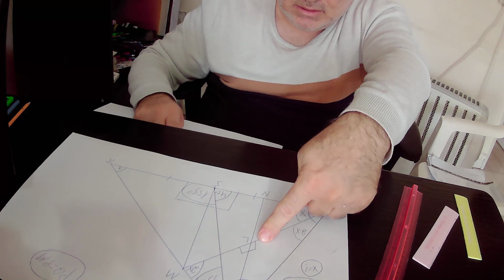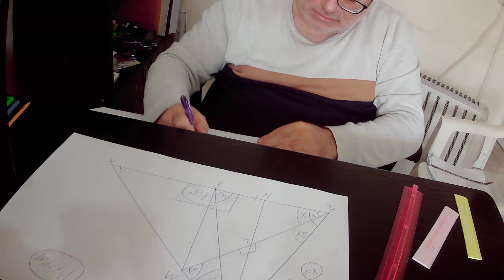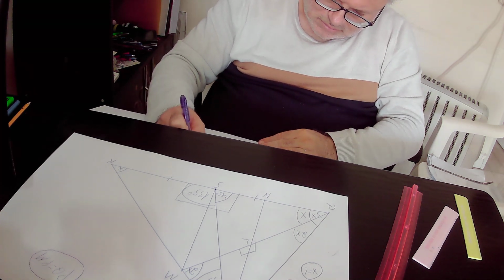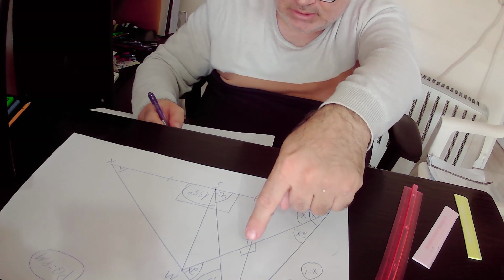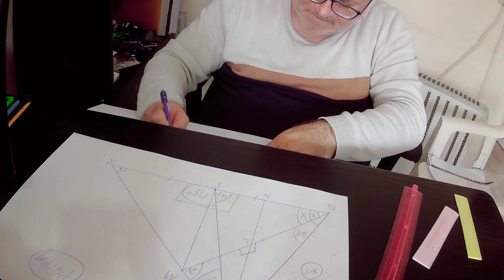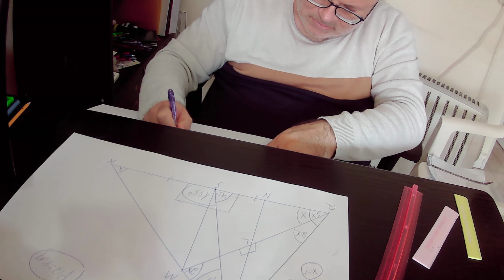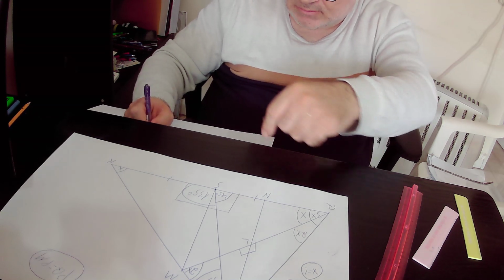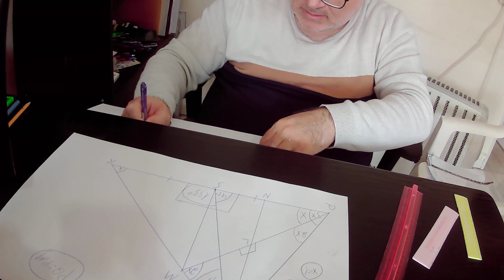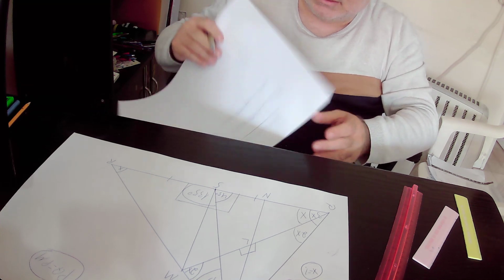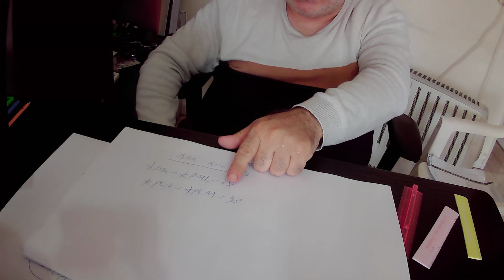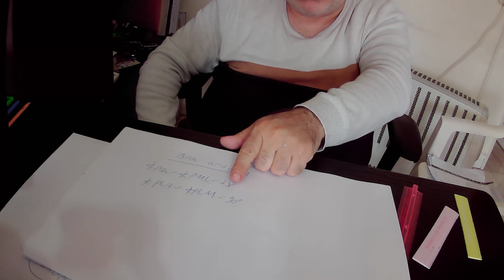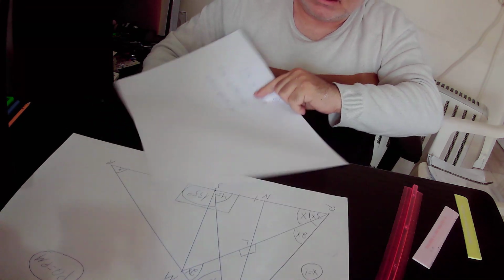So angle PLQ is equal to this angle, which is actually angle PLM. And both of those angles are equal to 90 degrees. I repeat again. Angle PLQ equals angle PLM, and both angles are equal to 90 degrees. They are right angles.